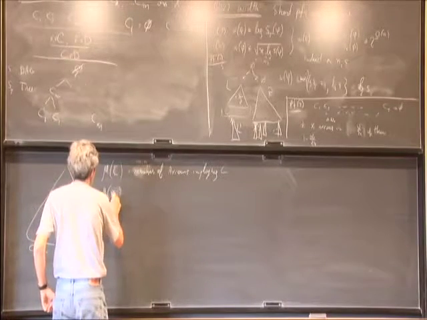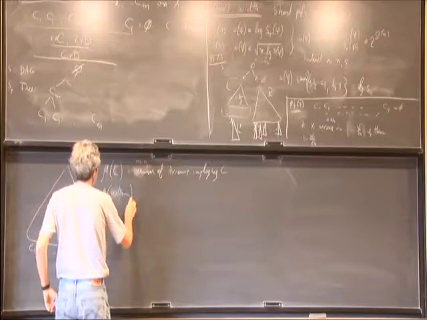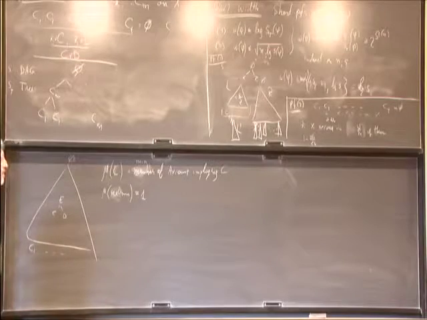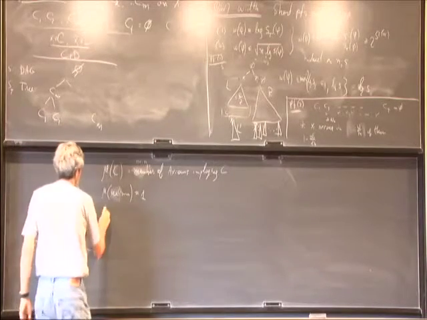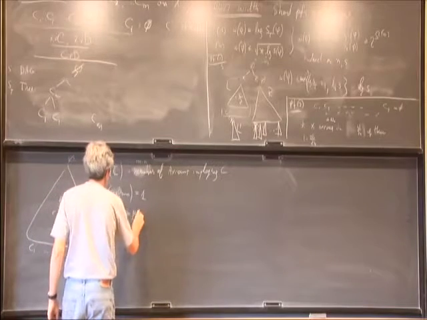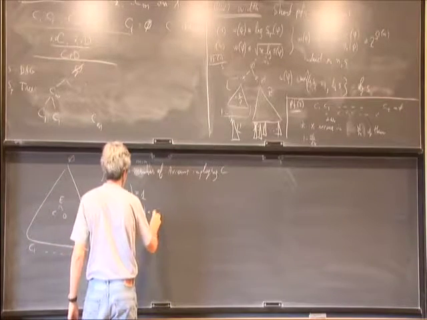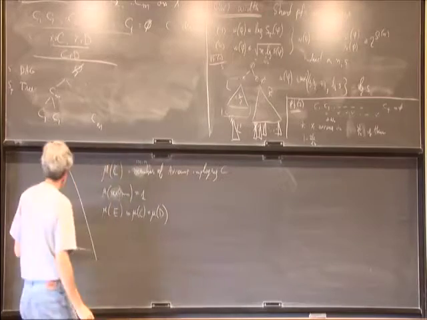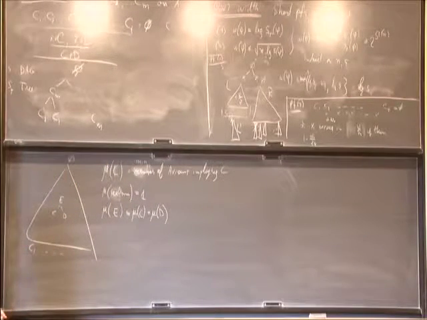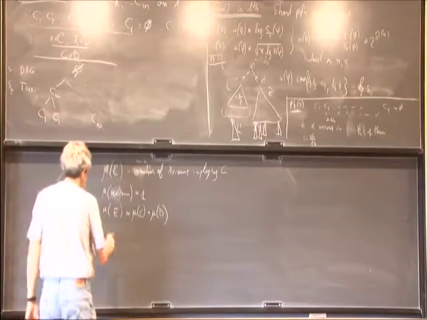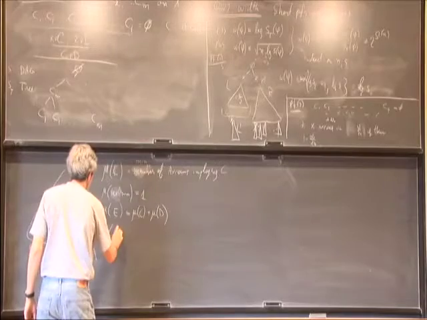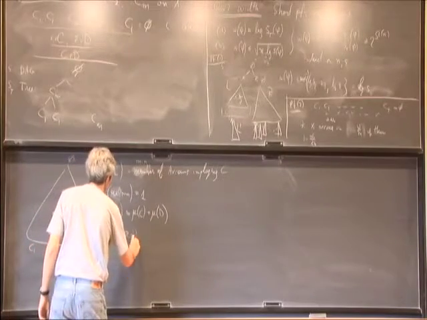So let me just write: mu of an axiom is 1, right? Every axiom implies itself. Mu of E is at most mu of C plus mu of D. Right? To get E, we just combine them. It's subadditive. And this thing you have to arrange: mu of the empty clause is linear.